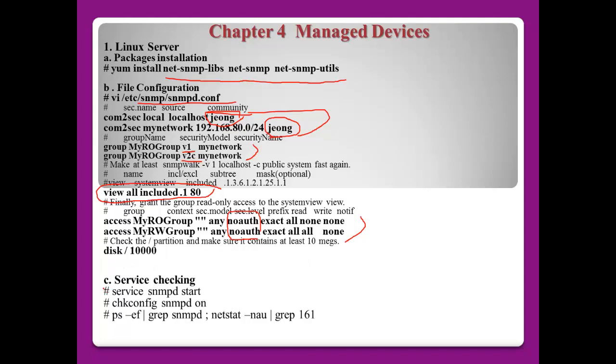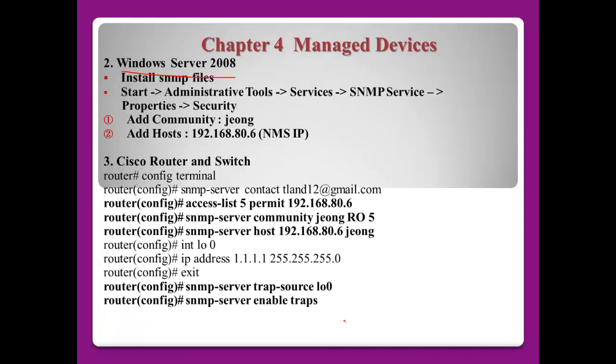And after that, the service checking: service snmpd start, and register to each run level. And after that, checking the process, and after that, the port. Normally, SNMP uses UDP and port number 161.